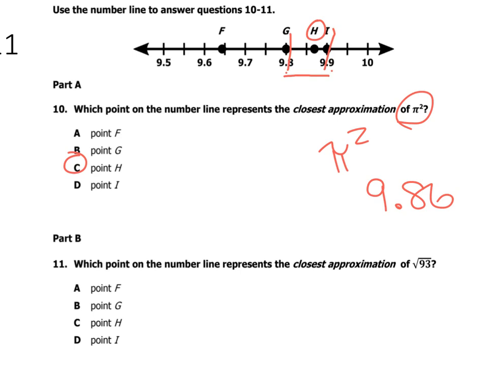11 is which point on the number line represents the closest approximation of the square root of 93. And the square root of 93 is going to be about 9.6. So about 9.6, the closest thing to that is F.